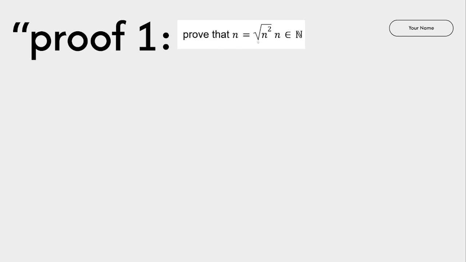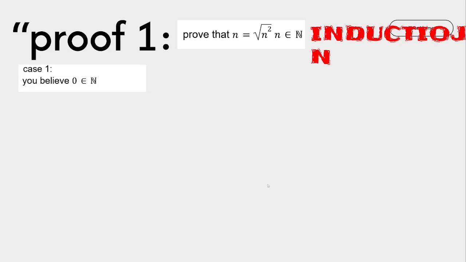So proof one, we're going to try and prove that n is always equal to the square root of n squared, given that n is some natural number. For this proof, of course, we're going to use induction because that will be the easiest for us. And so we have two cases here.